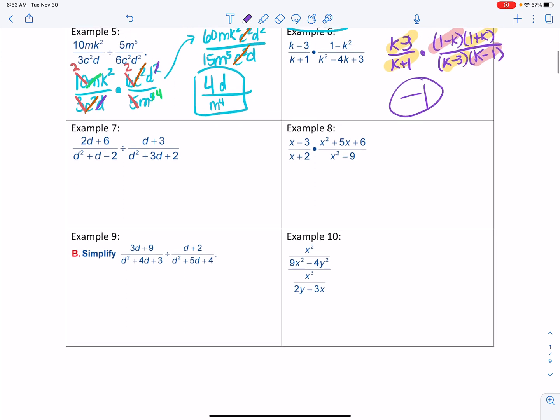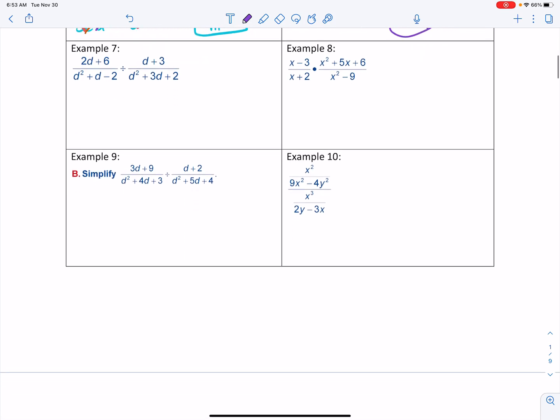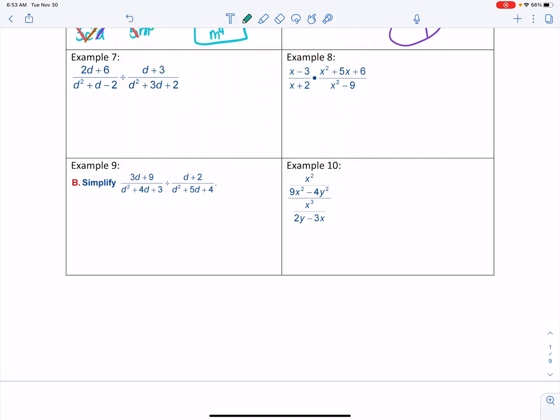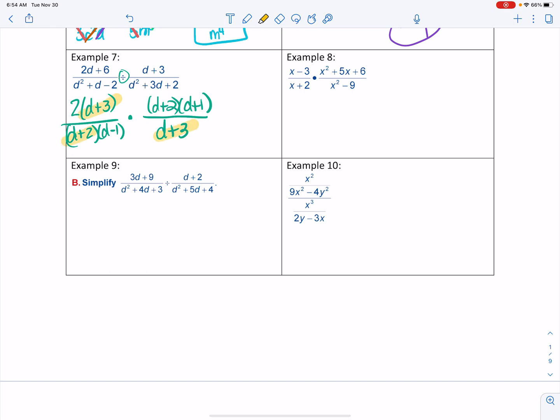Okay, so on the next one, I'm going to do 2 things at once. I'm going to factor and then I'm also going to flip, if that's okay, because it's a divide sign. So if I factor, this is d plus 3, and this is d plus 2, d minus 1. And now I'm going to flip, so this is d plus 2, d plus 1, and then d plus 3. So I'm going to use my yellow highlighter to highlight the ones that are the same. I've got a d plus 3 and a d plus 2.